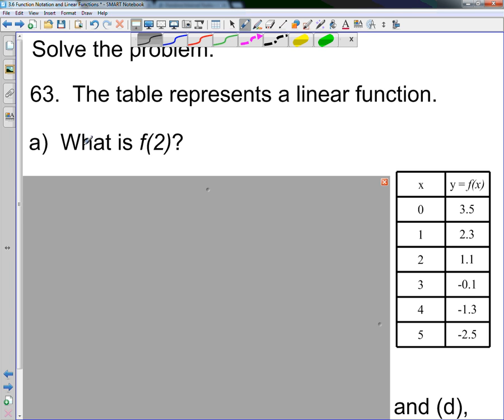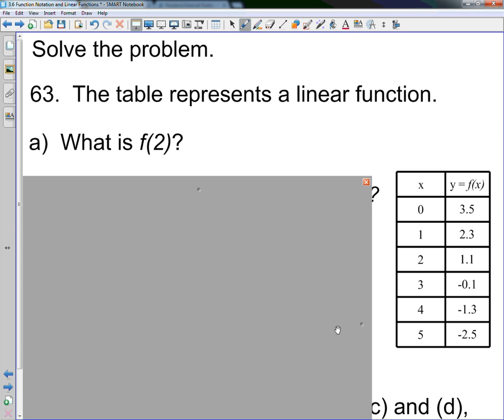So what is f of 2? Again, f of 2 is stating when I plug in 2 into my function for the x value, what is it going to produce? It's going to produce 1.1. So we don't actually have the function to plug it into, but we do know the results of each of these. Somebody has done the work for us.